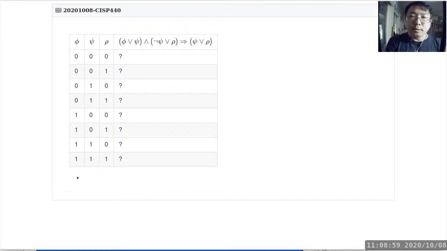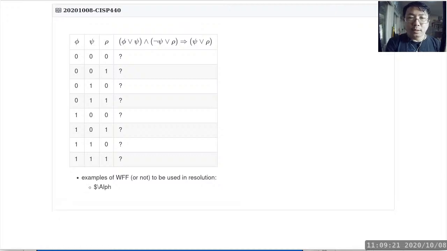So make a bulleted list here. Examples of well-formed formulas or not, to be used in resolution. Okay. All right. So let's start by defining alpha first.